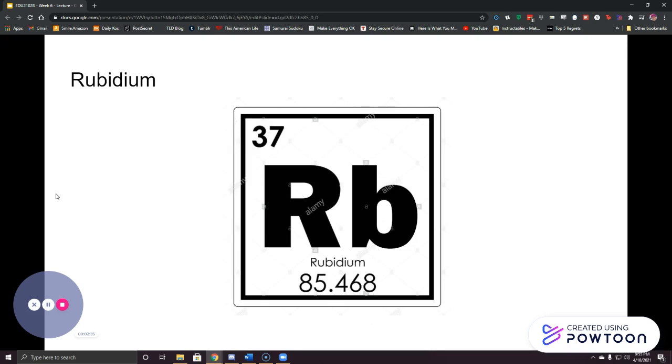The fourth element in this group is rubidium. Rubidium is a soft, silvery white metallic element. It can be liquid at room temperature on a hot day. Rubidium salts are used in fireworks to give them a purple color.